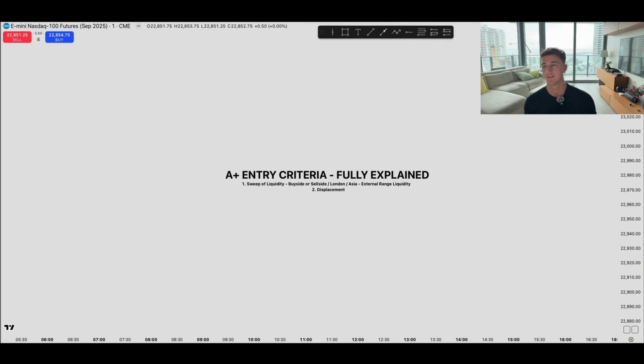Now, ICT does make a very good point when he explains this, and he refers to it as an elephant jumping into a paddling pool, for example, and all of that water displacing out of that pool. That is exactly what you want to see on your chart when you're trading. A very aggressive candle, either higher or lower, that is going to count as a displacement.